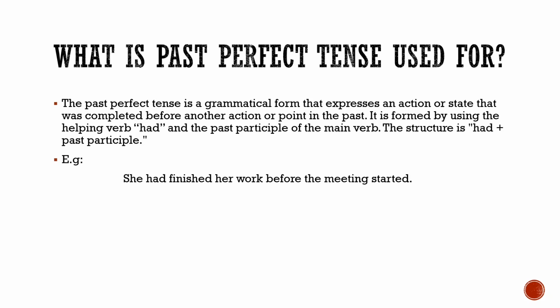It is used by using the helping verb had and the past participle form of the main verb. The past participle is basically the third form of the main verb, and had is used as the helping verb in the past perfect tense. You have the example down below, like she had finished her work before the meeting started. So we use the helping verb had over here along with the third form or the past participle form finished.